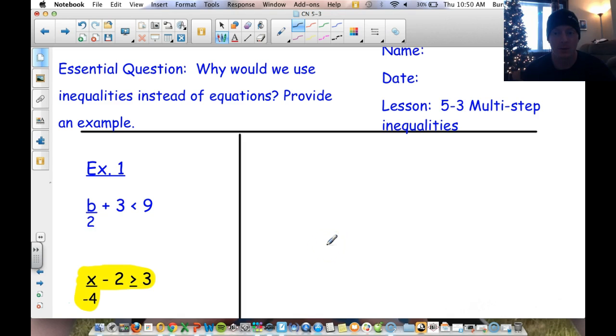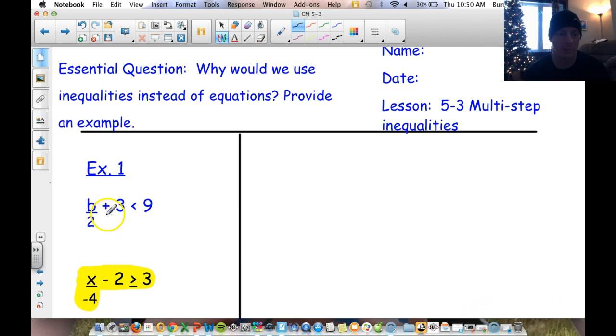Hey boys and girls, we're talking about lesson 5.3 today, which is just multi-step inequalities. Very much the same as a multi-step equation, except we have the inequality sign. So all the same rules that we used way back in chapter 2, we will be using again here.